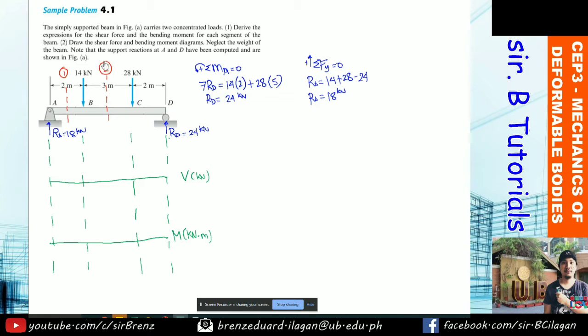Okay, so I will name this as my section 2. And last, will be at point C, nagkaroon ka ng 28 kilonewton. So magkakaroon ka ulit ng change in load. So magkakaroon ulit tayo dito ng another section. Okay?